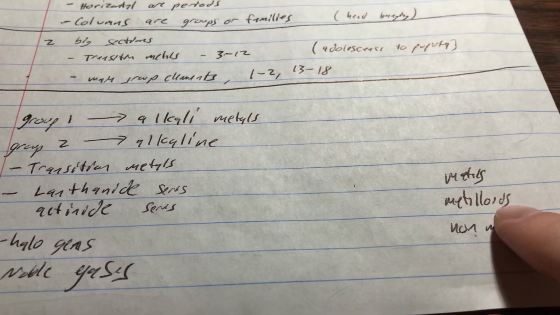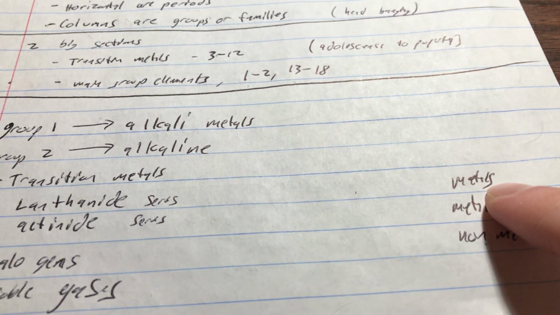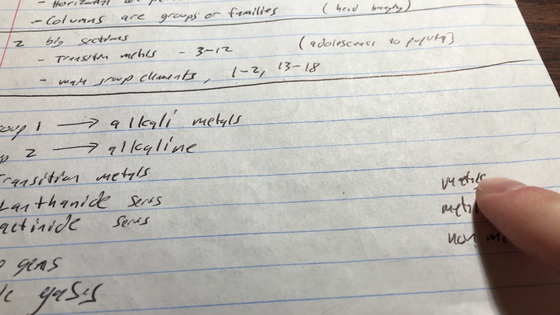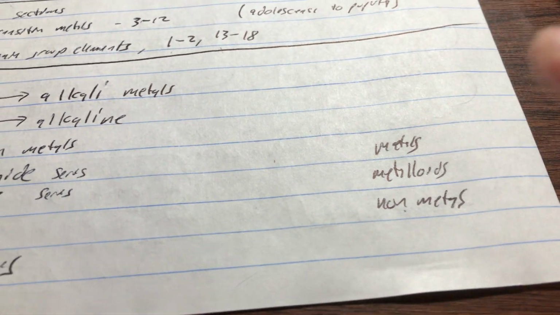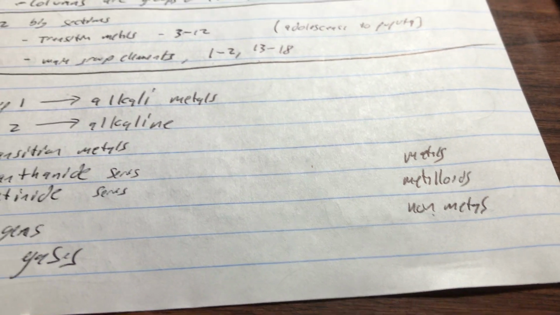And just also remember that metals are malleable, they're good conductors, things like that. Metalloids are like a mix between the two, and non-metals are like gases and liquids and things like that.